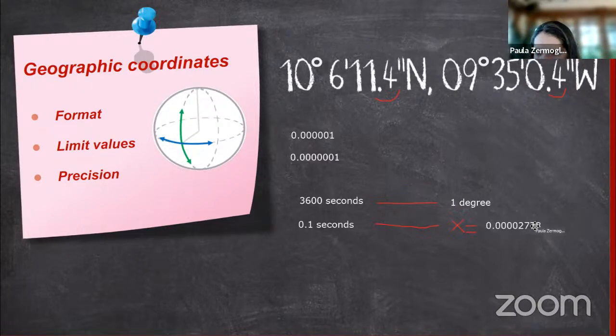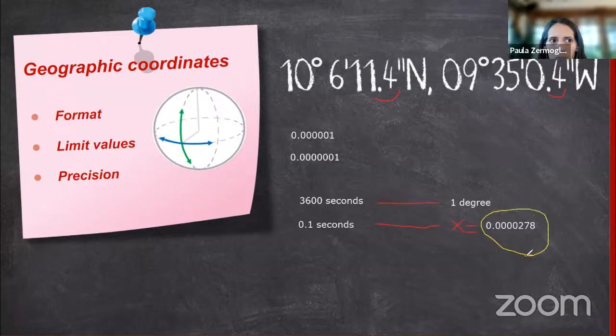Let's see, because it gets one more, no? 3, 4, 5, 6. There. So that would be the precision of these coordinates in decimal degrees, which is what we need to report. So this is the one that we need to report. Is this calculation clear for everyone?